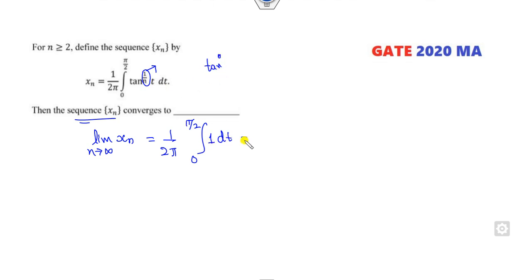Fine. So what is the answer of this? 1 over 2, pi over 2 pi. So the answer is 1 over 4. So 0.25 is the right answer. That's very simple.